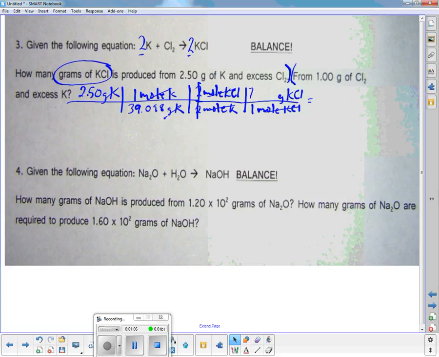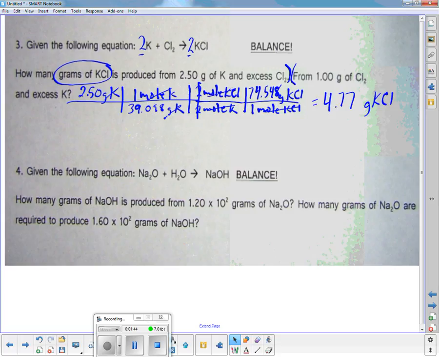Okay, and then we can times through the top and divide by the bottom to get the grams of KCl. Okay, what did we get? We got what? 0.77? Say it louder. 4.77.